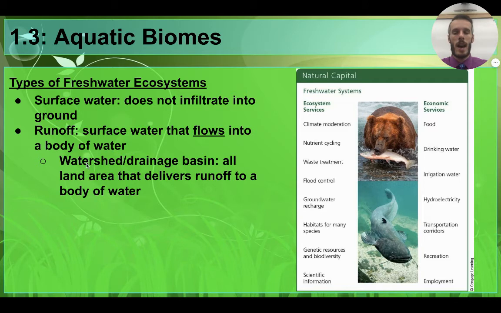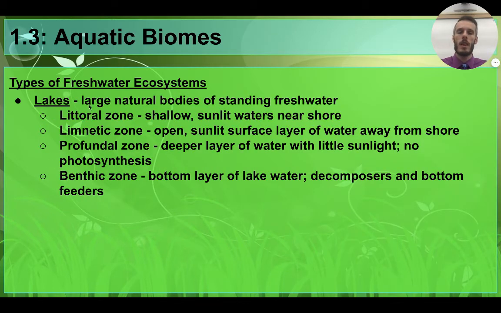So streams have what is called a watershed, and that is just all of the land that will deliver runoff into a body of water, whether that's a stream or a lake. All right, so lakes are large bodies of standing freshwater. Again, just like the ocean, there are zones. The littoral zone is the shallow, like the coastal zone for the ocean, but it's near the shore, shallow, very sunlit. The limnetic zone is the open area, so going away from the land in our lake.